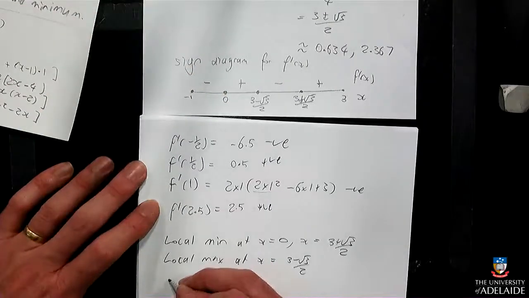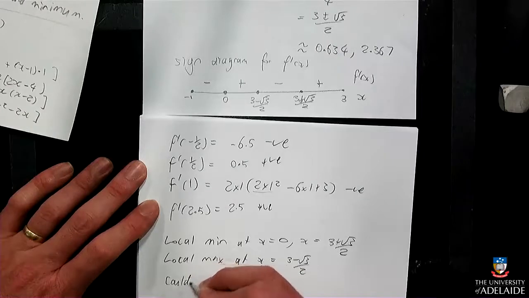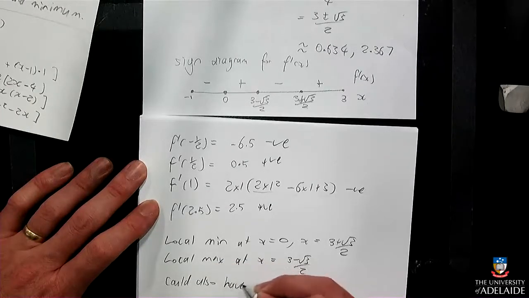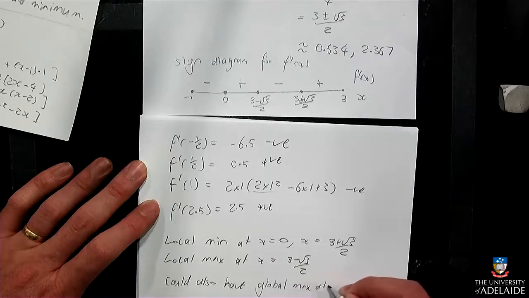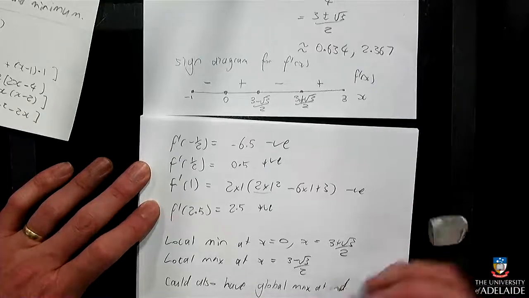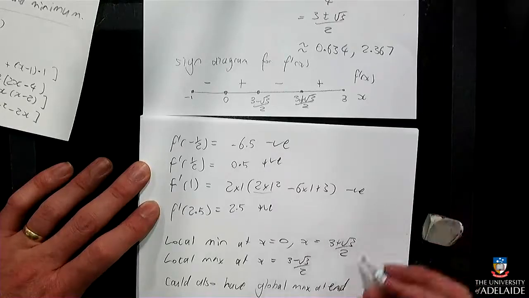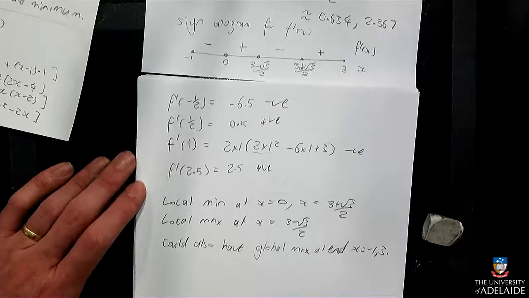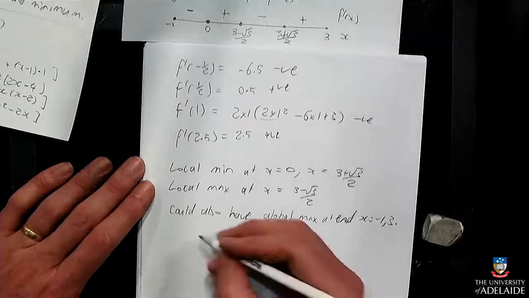So you could also have them at the endpoints, which is where x is equal to -1 and 3. Okay. So we'll actually figure them all out.